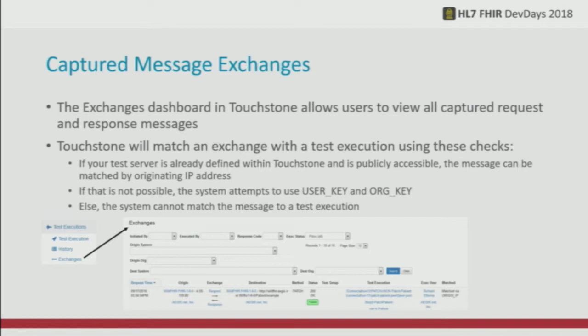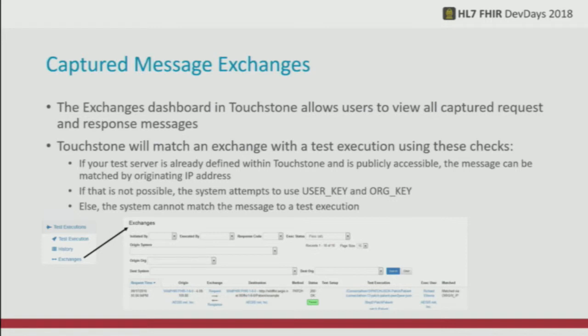So if your test server is already defined and it's publicly accessible, then the match is done by originating IP address. So your client has to be publicly routable. So we have an IP address assigned to your client. So we're going to try that first. Okay? So inbound IP address matches IP of known client.